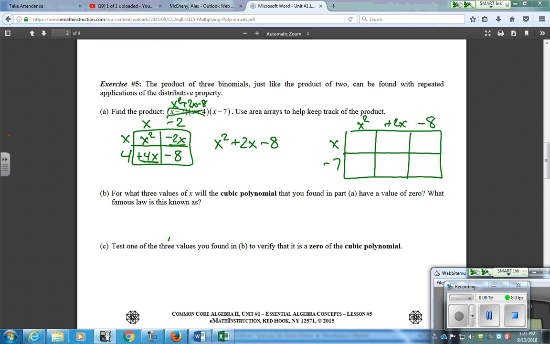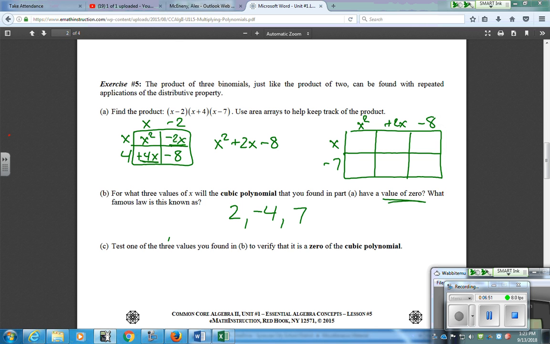But going into B and C, it says, for what 3 values of x are we going to have a value of 0? So I'm going to erase my little cross out here. Now to get 0, obviously in the parentheses you have to have a number that's opposite that. So there are 3 values that will work. x minus 2, so that means 2 is one of those values. Negative 4, and positive 7.